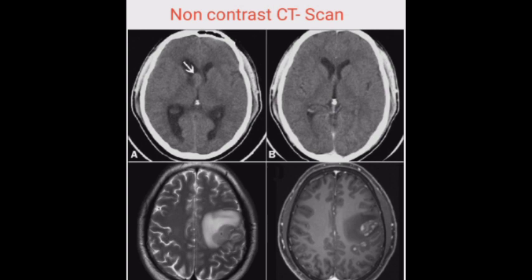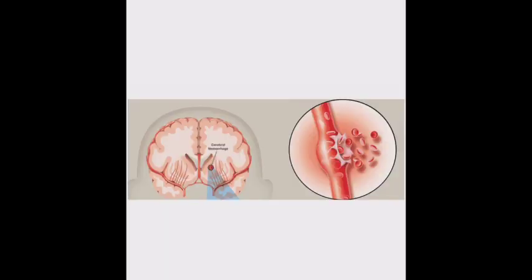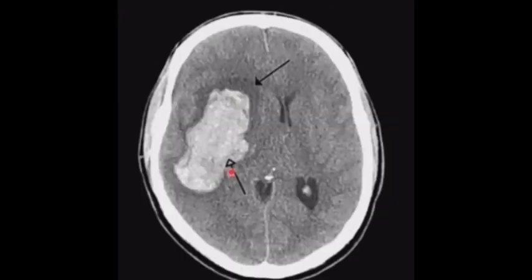What we are trying to do in a non-contrast CT scan is look for blood in the CT scan. If there is blood in the CT scan, it points towards the diagnosis of hemorrhagic stroke. If there is no blood in the CT scan, it is ischemic stroke. So we want to see whether there is blood in the CT scan or not, because ischemic and hemorrhagic stroke have different management. This is a CT scan showing blood in the brain.